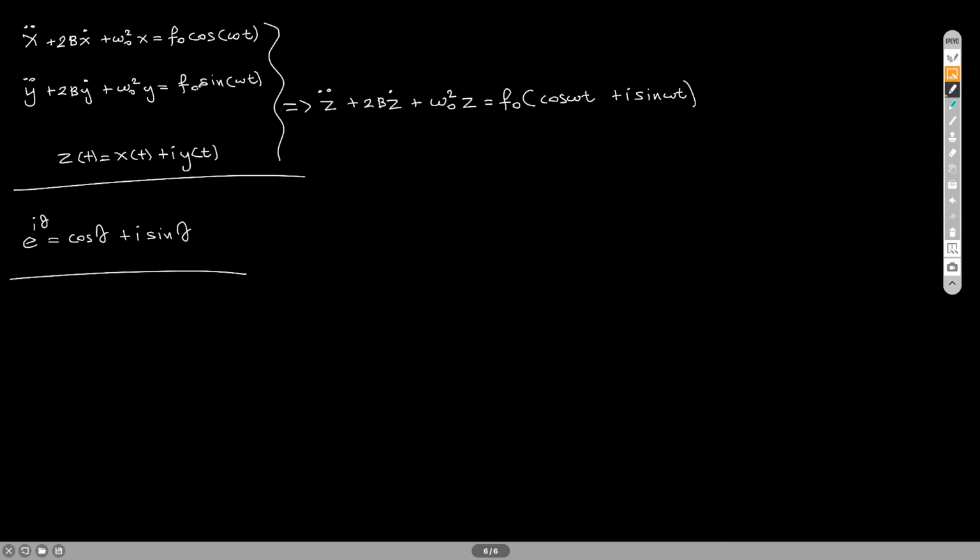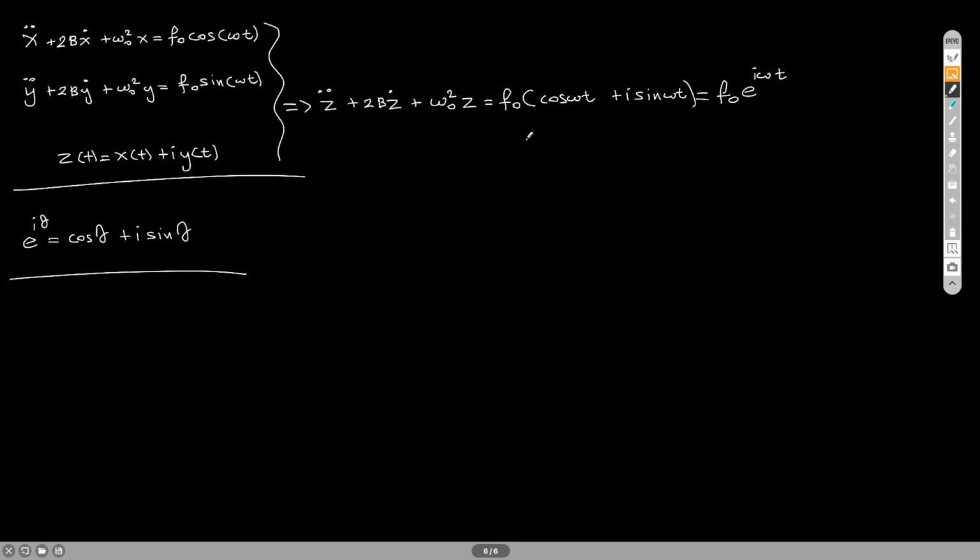And then I have f naught, which I take out as a common factor, times cosine omega t plus i sine omega t. At this point, I want to remind you that if you have a number e to the i theta, where theta is just a number, an angle, then you can write this as cosine theta plus i sine theta. And here, this is what I have, cosine omega t plus i sine omega t, which means I can write this as f naught e to the i omega t.